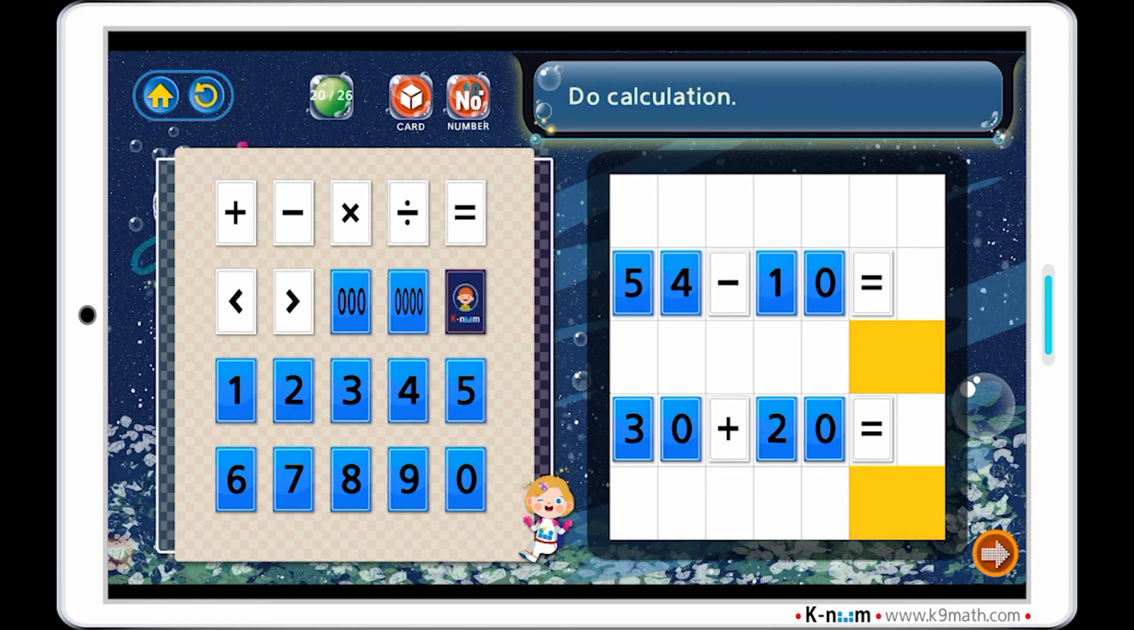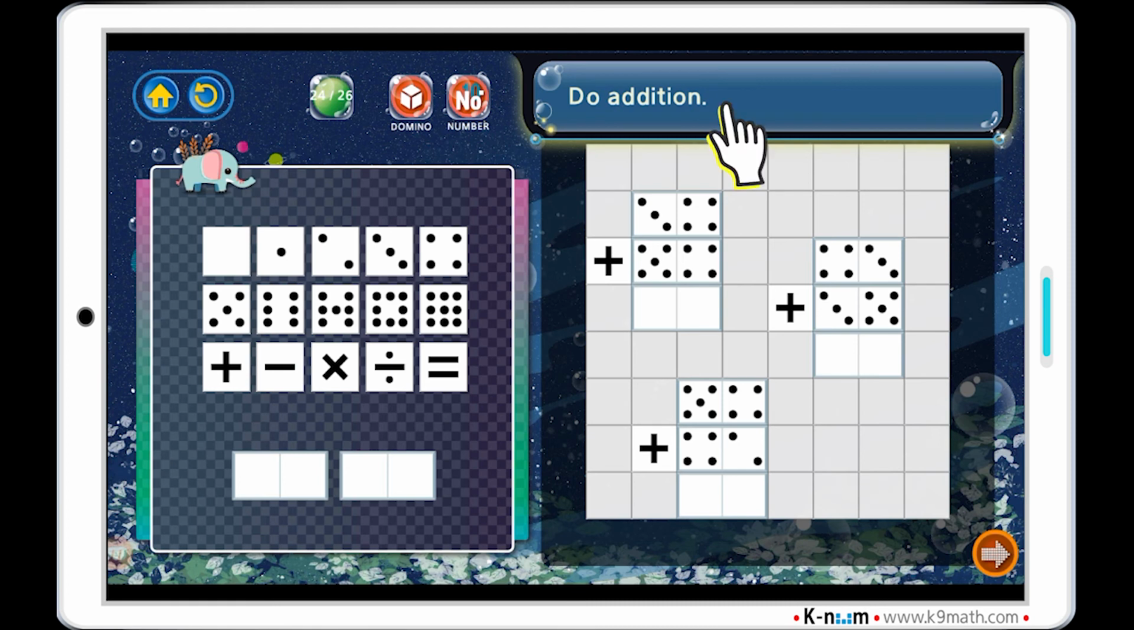54 minus 10. First we subtract 0 from 4, then 1 from 5. 5 minus 1 is equal to 4. Do the addition. Now, 4 plus 4 is equal to 8. 5 plus 3 is equal to 8.